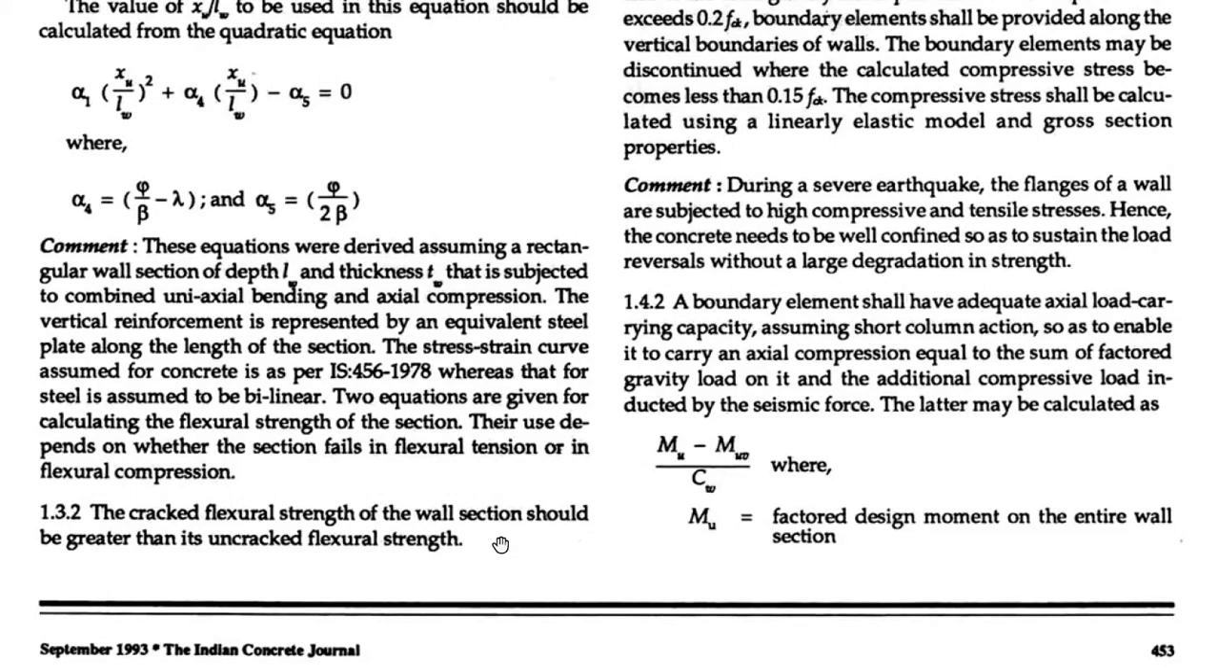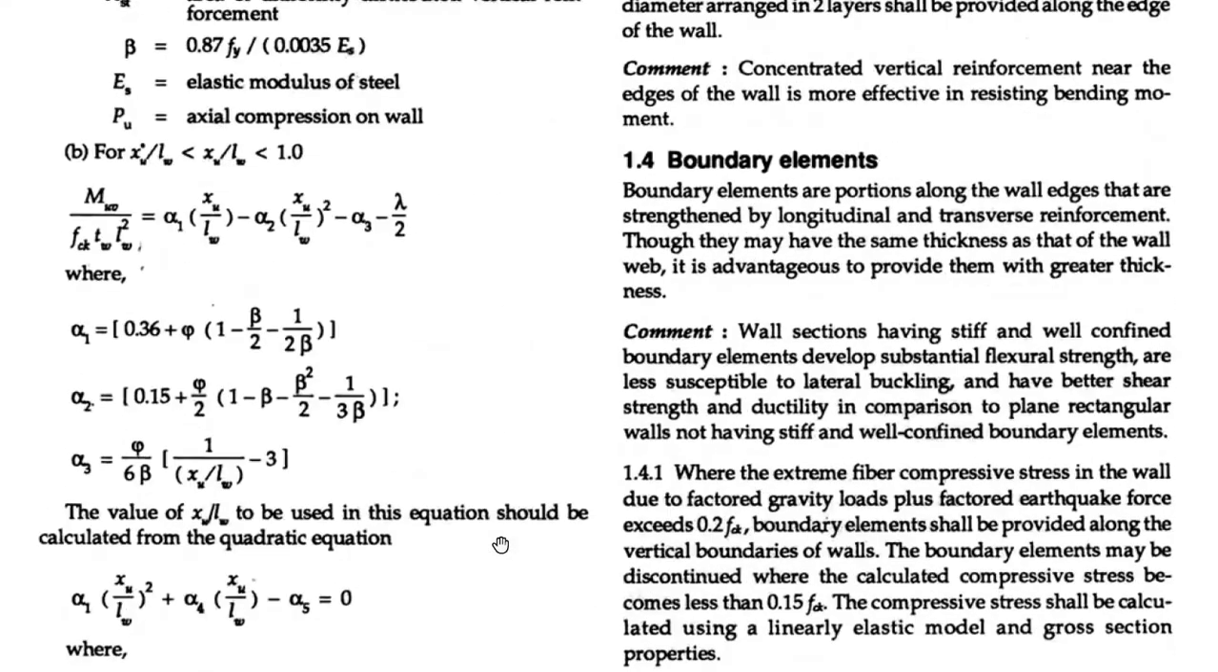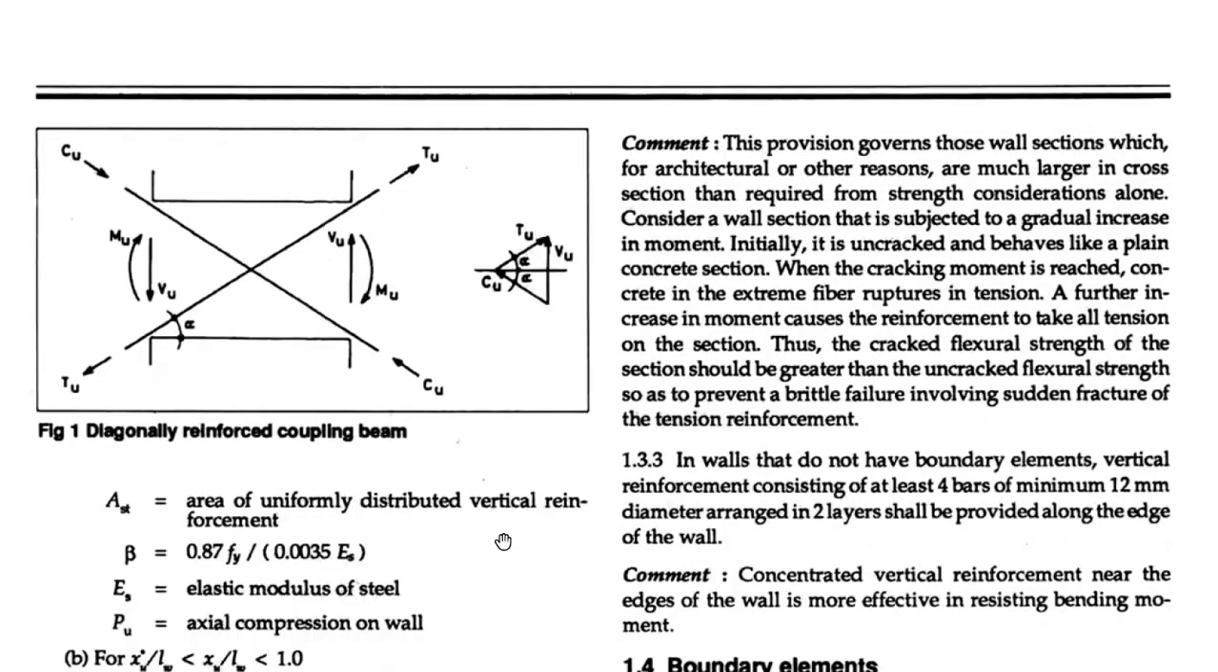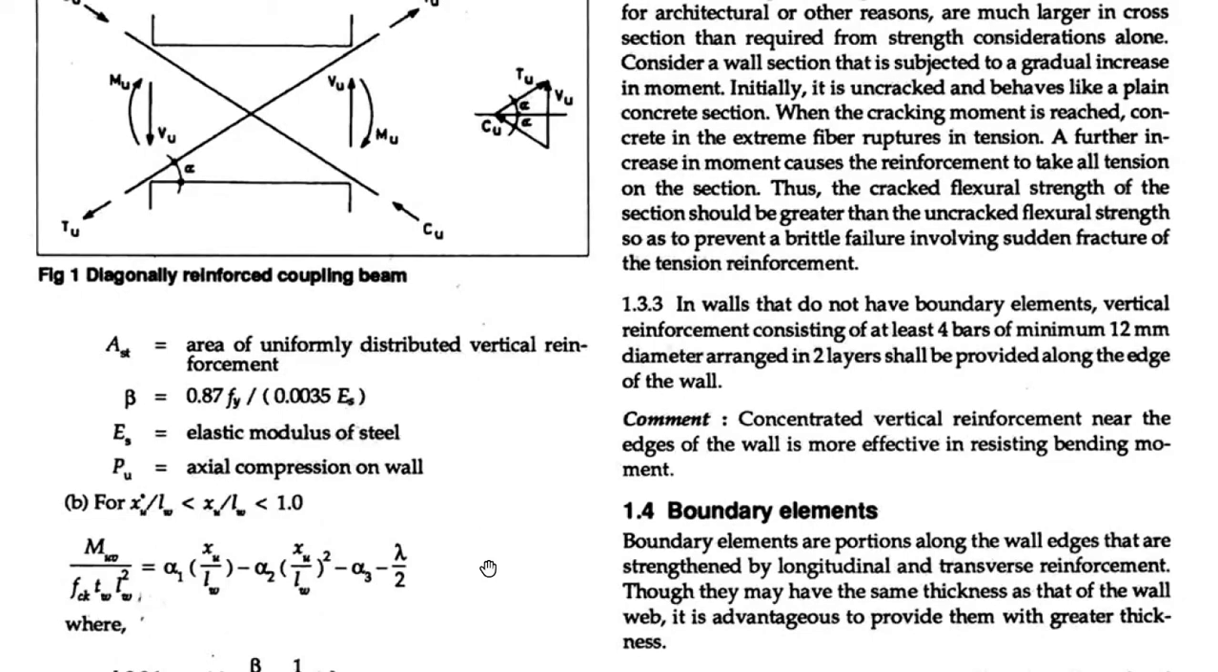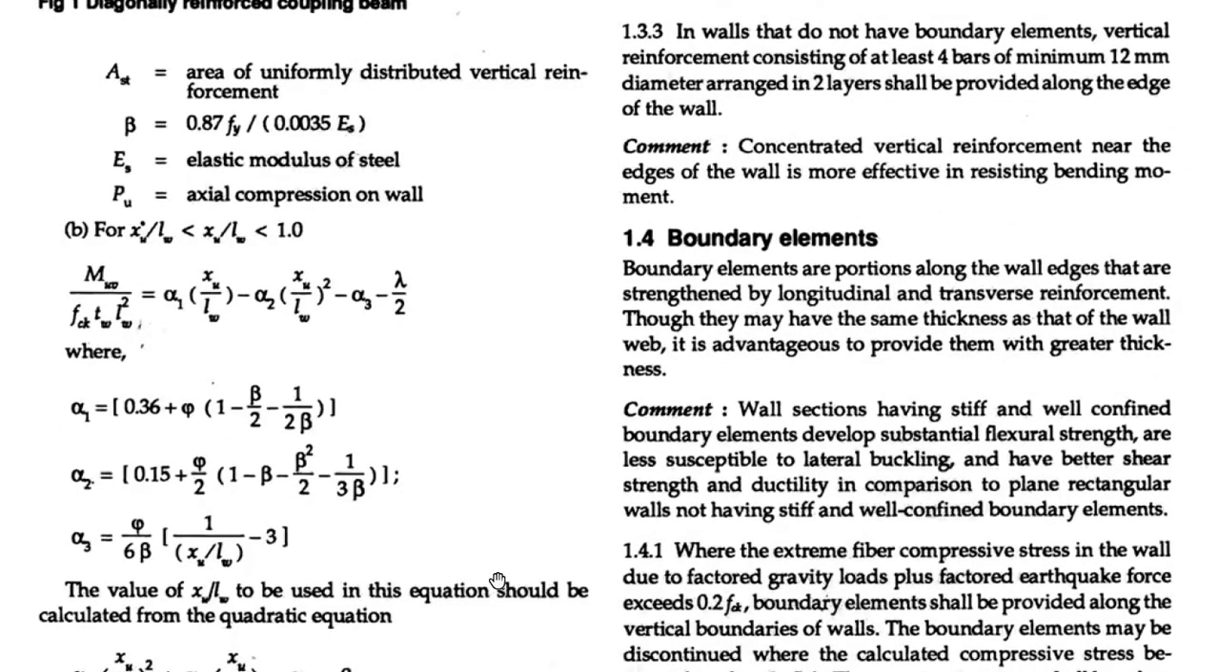The cracked flexure strength of the wall should be greater than its uncracked flexure strength, and in walls that do not have boundary elements, vertical reinforcement consisting of at least 4 bars of minimum 12 mm diameter arranged in 2 layers shall be provided along the edge of the wall. And the next section, boundary elements.